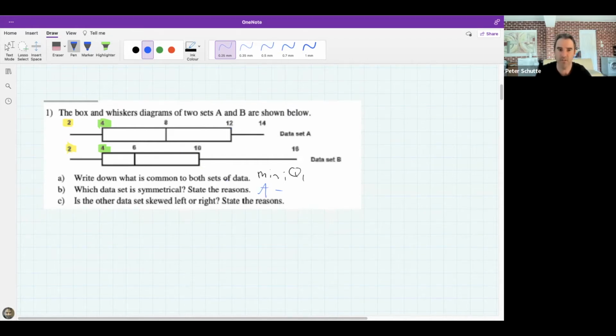And then, okay, so I've answered B, so it's going to be A. And the reason is the lower 50% of the data is just as spread out as the top 50%, or it's symmetrical. What about C? Is the other data skewed left or right? State your reason.